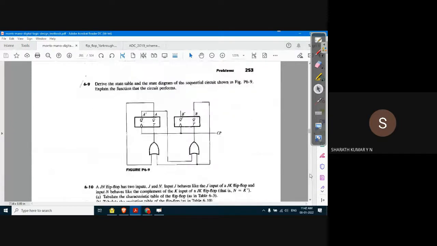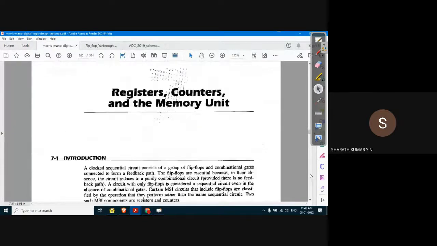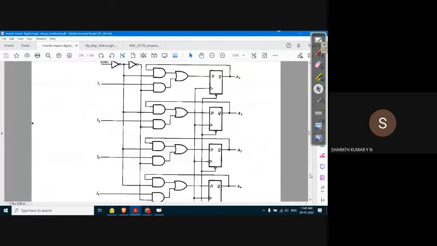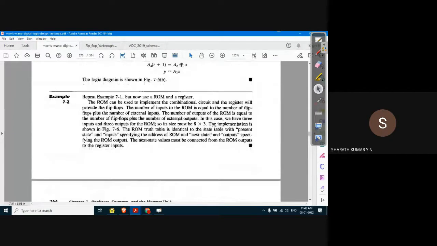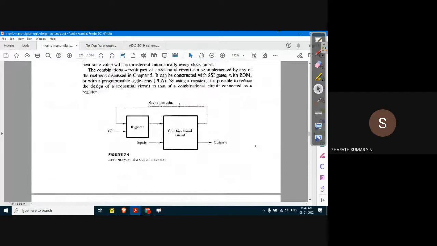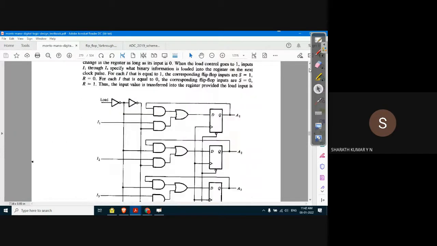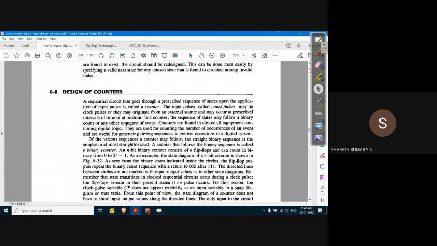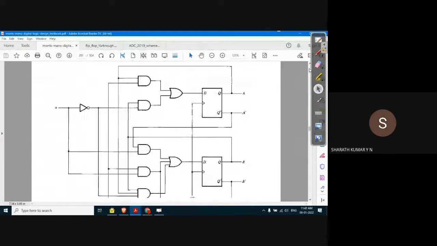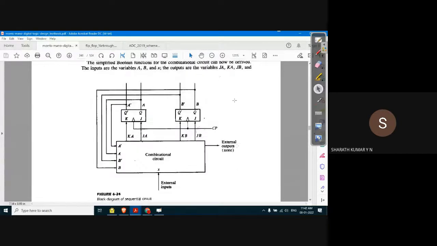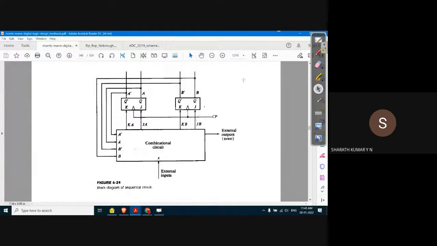Straight away here we have the sequential circuit. Yes, here it is. What about this one? Okay, yes, before we come to this, 239 is the page number of sequential. So yeah, here it is. Okay, fine. Let's check out this.